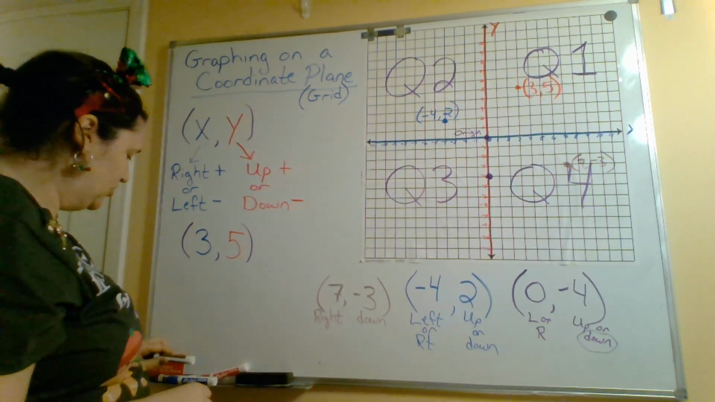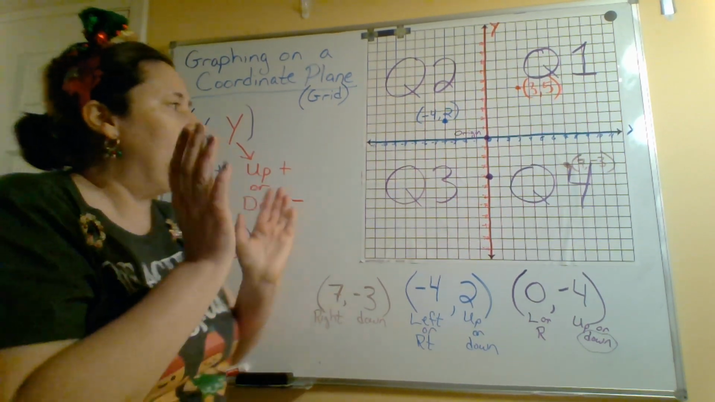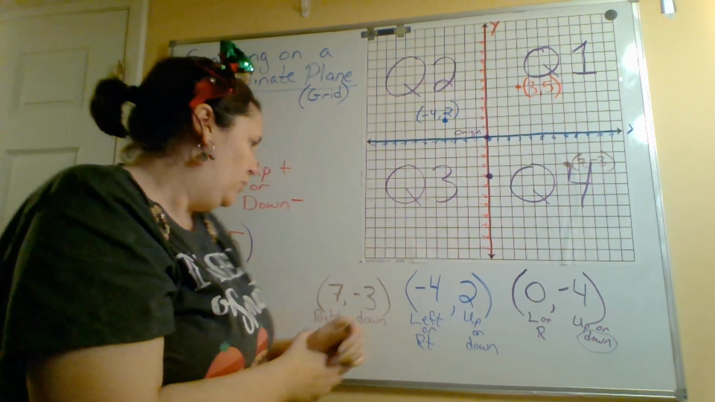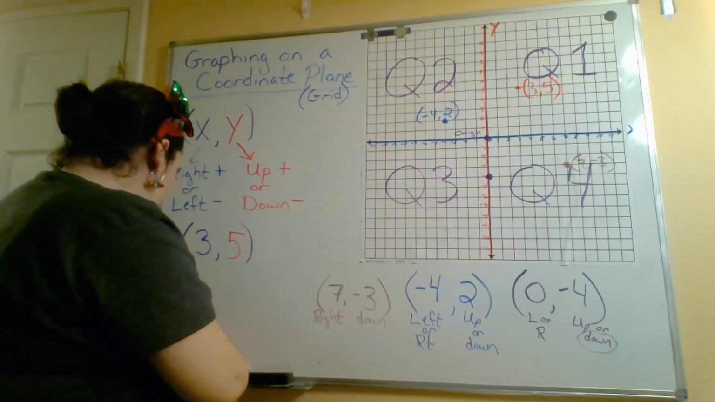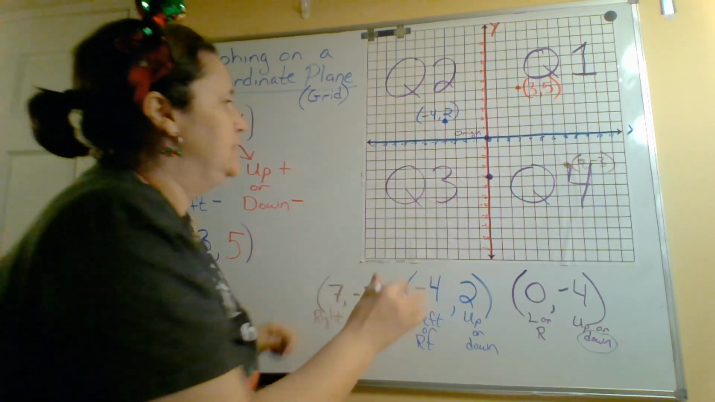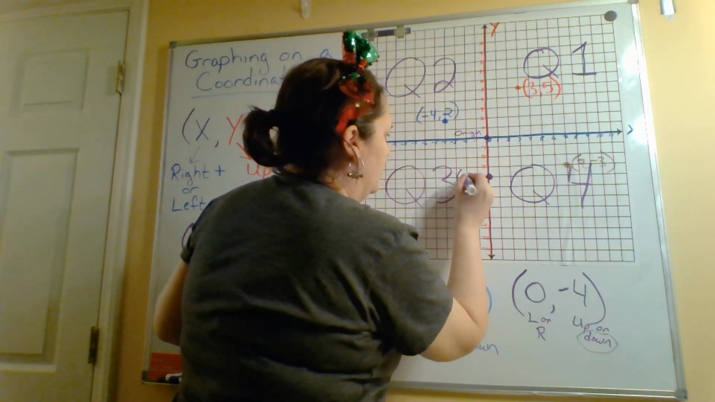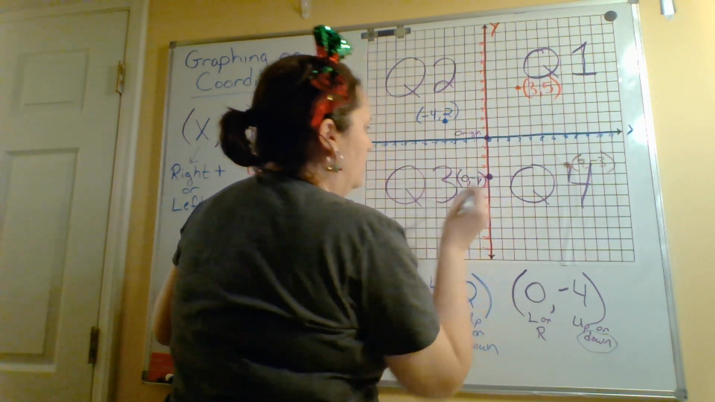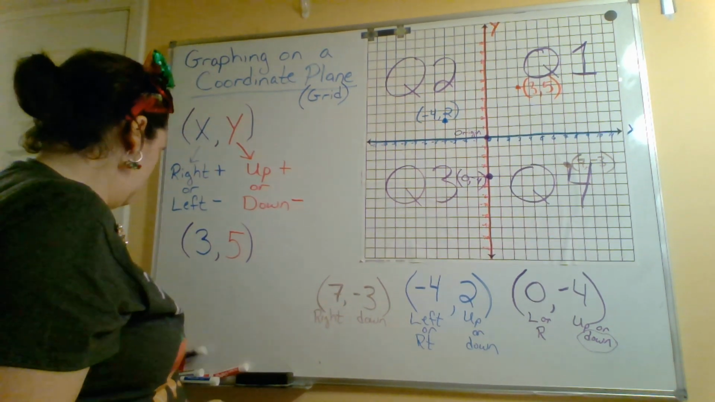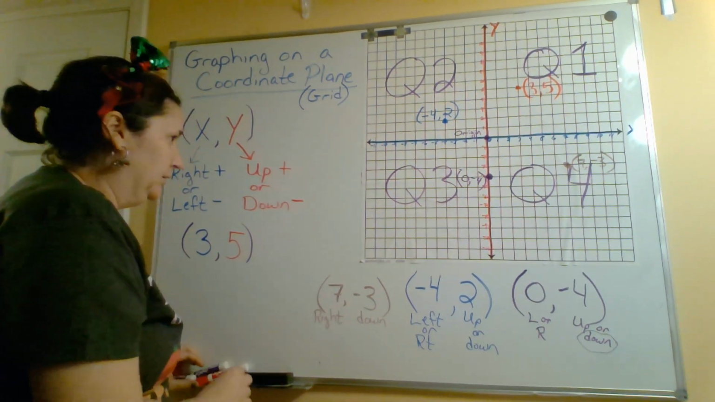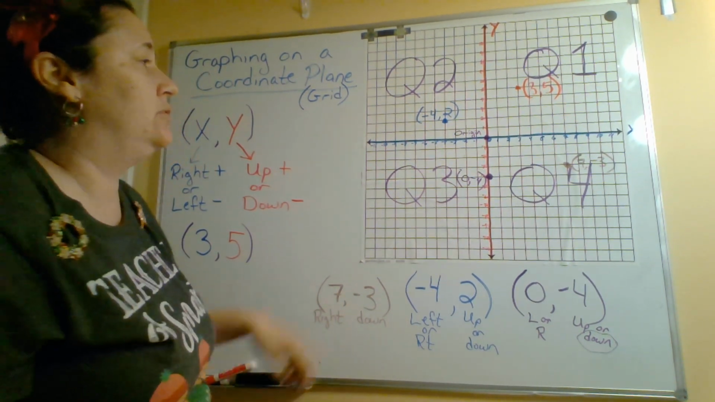I have one last question to ask. What if I asked you where all of these points were located, in what quadrant? And I forgot to label this one. Let me label it. That's the point (0, -4). Next, let's find out what quadrants they're located in.